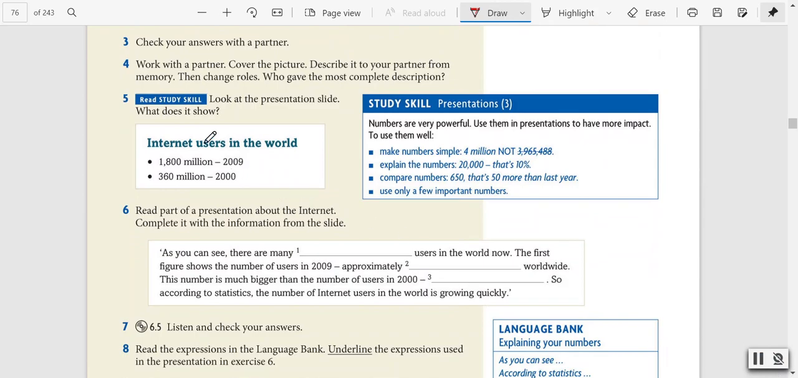Okay, exercise number 5. For exercise number 2, you can check your answer with your partner, with your friend. And for number 5, we have a study skill box belonging to exercise number 5. Okay, about what? Presentations. Numbers are very powerful. Use them in presentations to have more impact, to use them well.